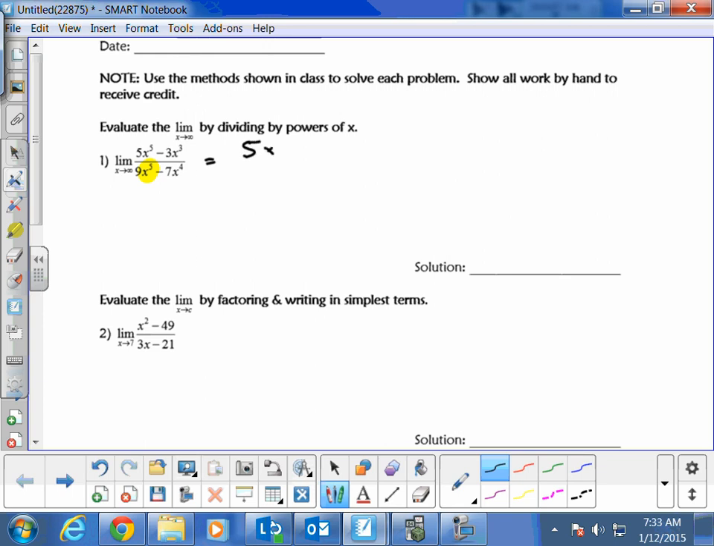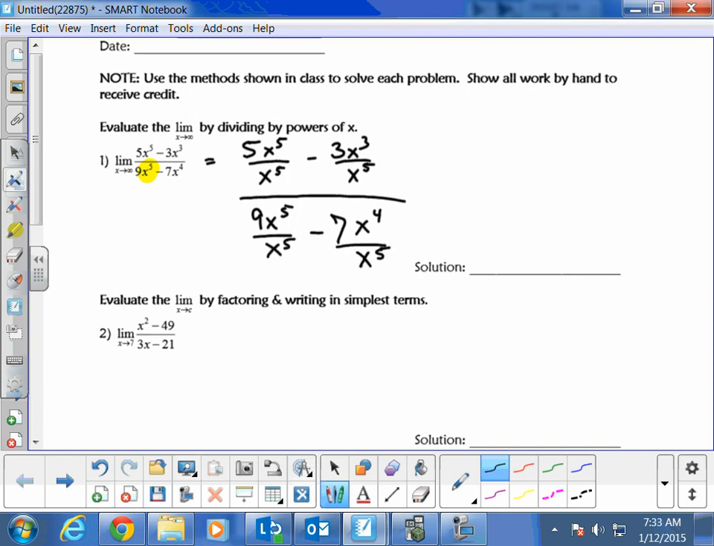So I have 5x to the fifth divided by x to the fifth, minus 3x cubed divided by x to the fifth, over 9x to the fifth divided by x to the fifth, minus 7x to the fourth divided by x to the fifth. Now from here we're going to evaluate, and we can see that those cancel, and particularly three of these cancel with three of these out here, so you're left with x squared, and four of the bottom ones cancel, so you're just left with 7 to the x.